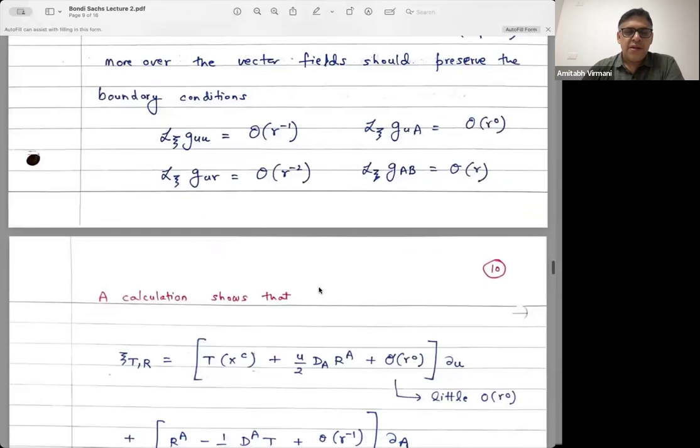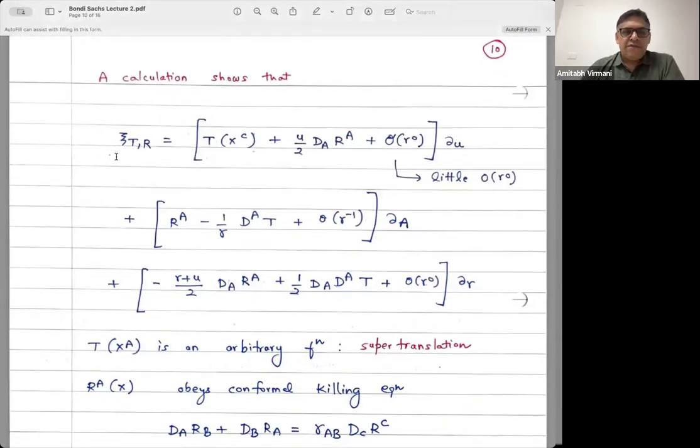If you do that analysis, the calculation will show that the following vectors preserve the Bondi gauge and the boundary conditions. So let me explain what these vectors are. These vectors depend on 2 functions. One function is capital T and the other function is actually a vector, capital R^A. The U component of this vector, the partial_U component, depends on the functions like this: the function T appears and the derivative of R appears.